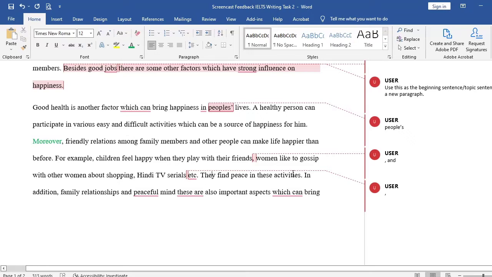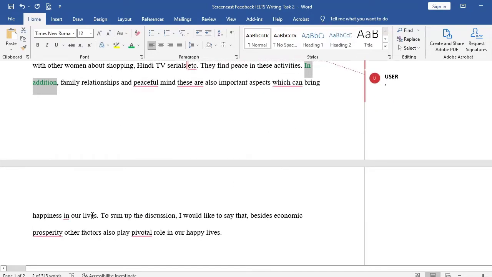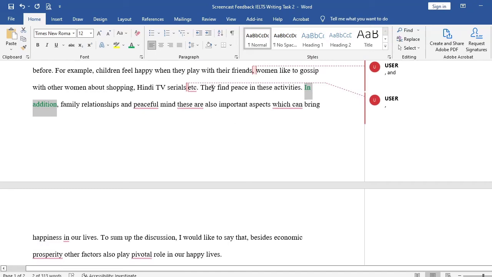Okay. In addition, so this is another transition marker. This is good. Family relationships and peaceful mind. These are also important aspects which can bring happiness in our life. So this sentence has a flaw. The subject of this sentence is family relationships and peaceful mind.